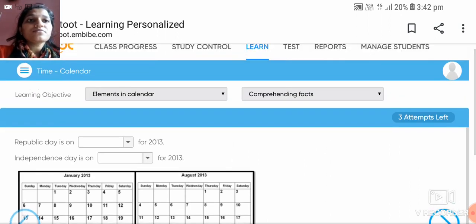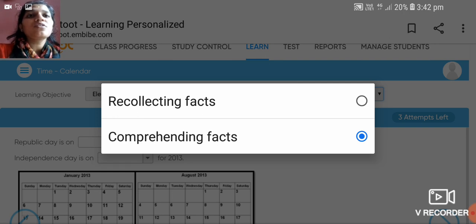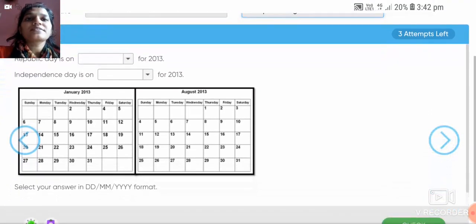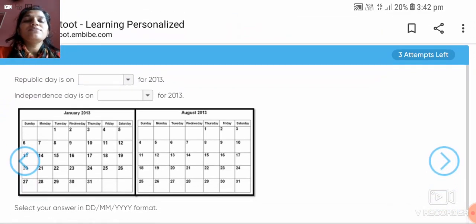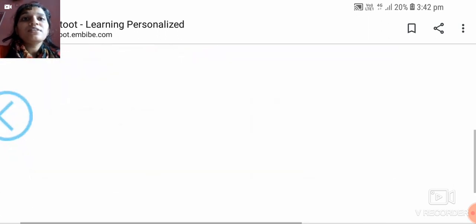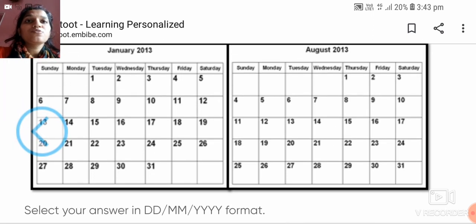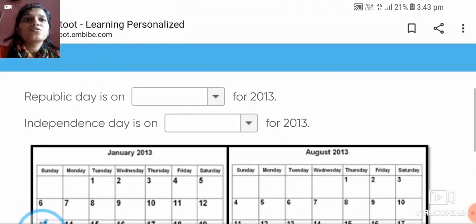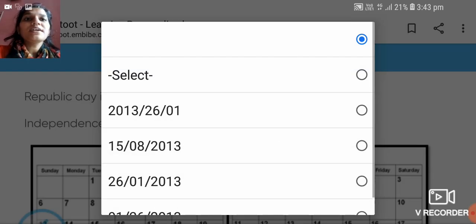And now we are going to solve some examples from comprehending facts. We have solved from recollecting facts, so now we are going to solve from comprehending facts. Now students, on the screen we can see that the first question is: Republic Day is on dash for 2013. If we zoom the question, we can see Republic Day is on dash. So first of all, let's see what we have to select.